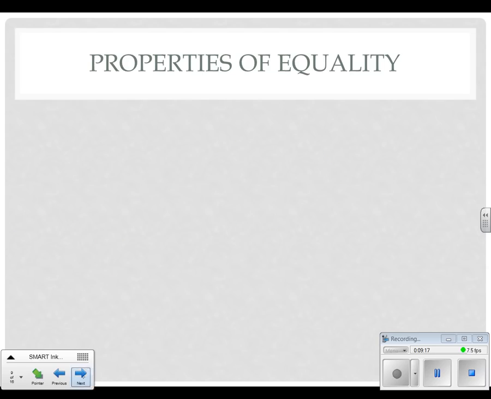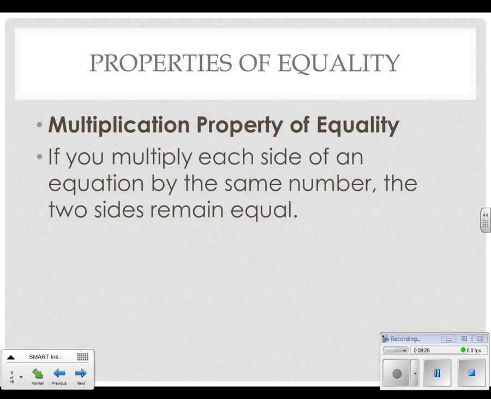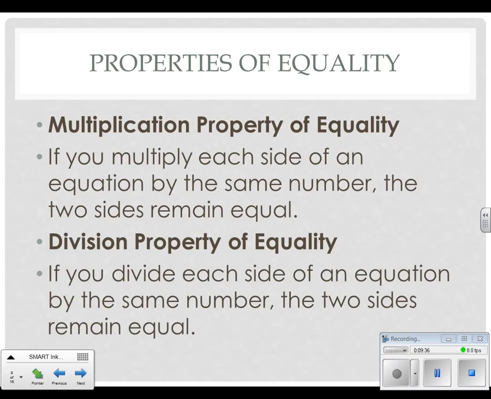Now we're going to look at some more properties of equality. We have the multiplication property of equality, which is the same as addition and subtraction in the sense that whatever we do to one side, we do to the other. If you multiply each side of an equation by the same number, the two sides remain equal. Same with the division property. If you divide each side of an equation by the same number, the two sides remain equal.